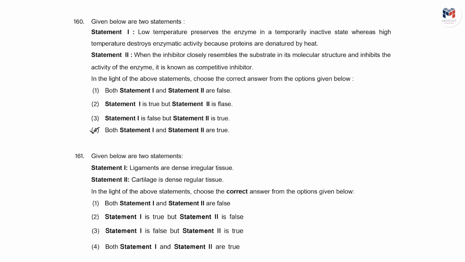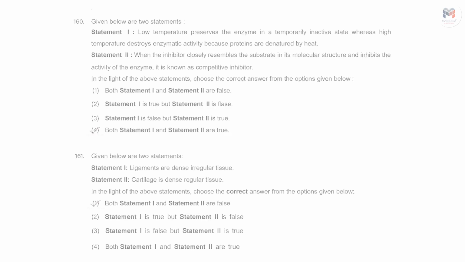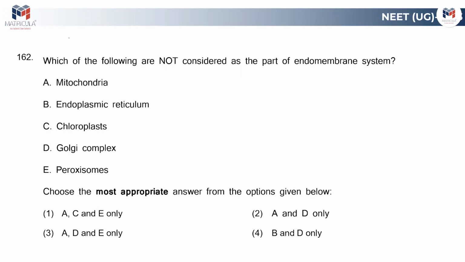Question number 161. Given below are two statements. Statement 1. Ligaments are dense irregular tissues. Statement 2. Cartilage is dense regular tissue. In the light of the above statements, choose the correct answer from the options given below. The answer is option number 1. Both statement 1 and statement 2 are false. Question number 162. Which of the following are not considered as part of the endomembrane system?